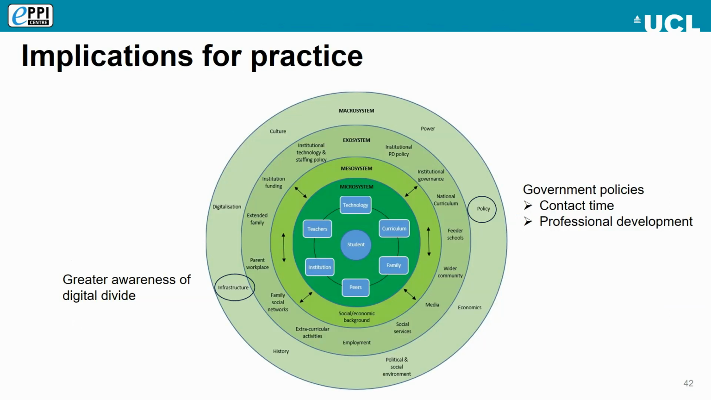So what do all of these reviews mean for practice? Well, if we look at it in terms of the bioecological framework, in terms of the macro system, a greater awareness of the digital divide that still exists even in high-income countries is incredibly important. And that's true not just of students at K-12 level, but also students in higher education. It's recommended that government policies take more account of the need for heightened professional development time that's needed, and that may need to be reflected in the amount of time that teachers are expected to be teaching in the classroom, so contact time.